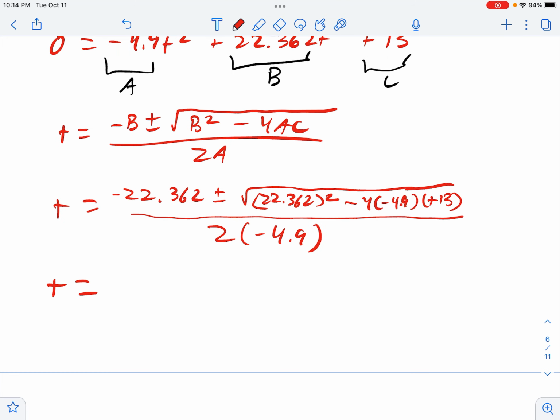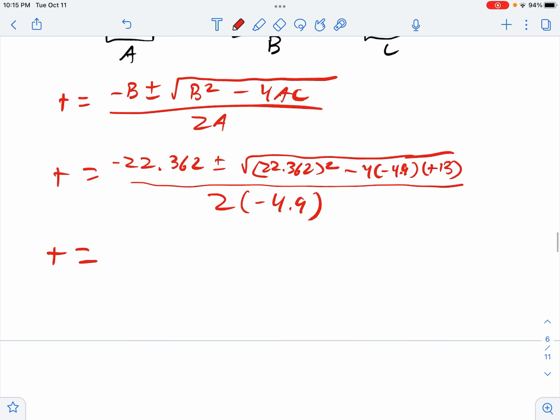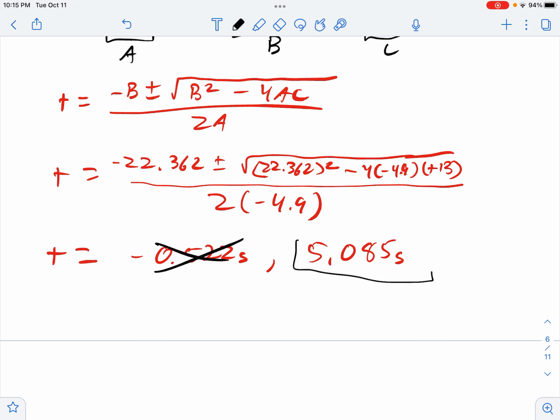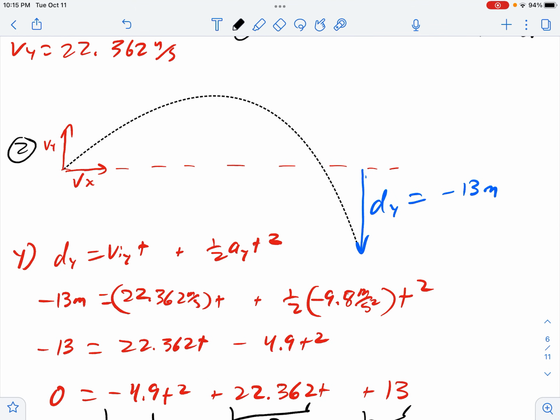So when I evaluate the quadratic now, one is negative 0.522 seconds, and the other one is a positive 5.085 seconds. We know that time is a scalar. Time can't be negative, so that one's got to go away. It says 5.085 seconds. We only wind up 13 meters below one time.